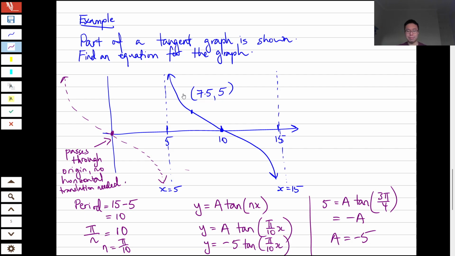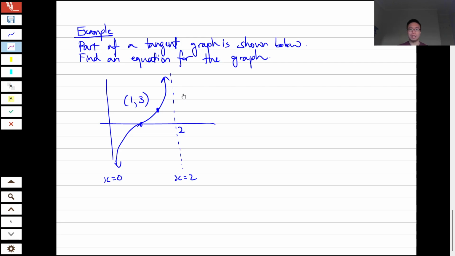All right, last example. Okay, so this time I've given you, just notice an error here, so I'll just change that. So I've said that the graph passes through 1, 0, and that the graph goes from x equals 0 to x equals 2, and these are asymptotes.